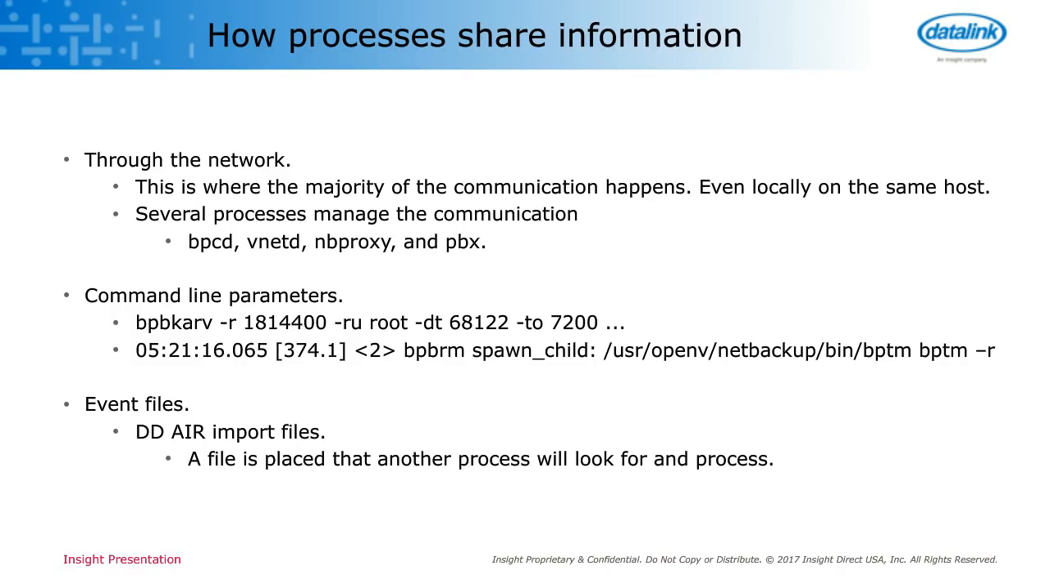Another example here you can see, and this is a little bit different, is that BPBRM spawn child. So this is a process being called by, it's calling itself, but as a child. And so that'll typically happen when a process needs to perform a subset of its responsibilities. It'll spawn a child job and say, hey, go do this, and then report back to me when you're done. And then the child process reports back to the parent process, and then it will exit.